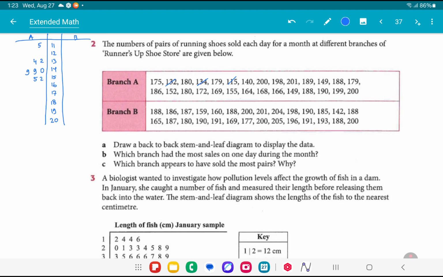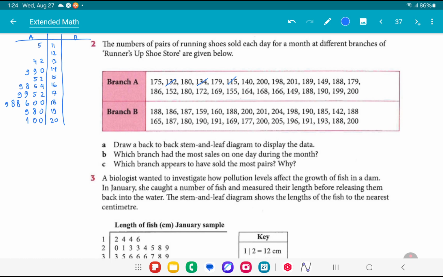160 something, we get 4, 6, 8, and 9. 170, 72, 75, 79 2 times, 180, 180, 186, 88, 88, and 89. 190, 98, 99, 200, 200, and 201.